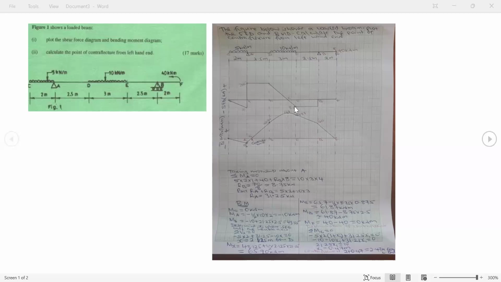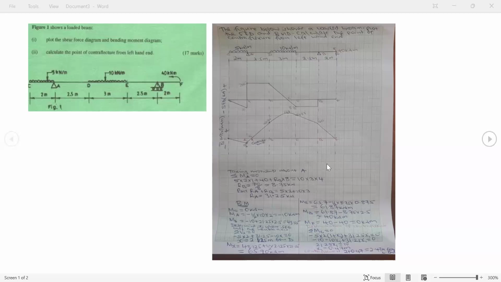Remember, 8.75 is the value of shear force here. And then this distance, 0.875, this is how we get it. From D to E is 3 meter, but D to X we got is 2.125, meaning the remaining from X to E is basically 3 minus 2.125, so it's 0.875, so it will be 61.87 kilonewton meter.